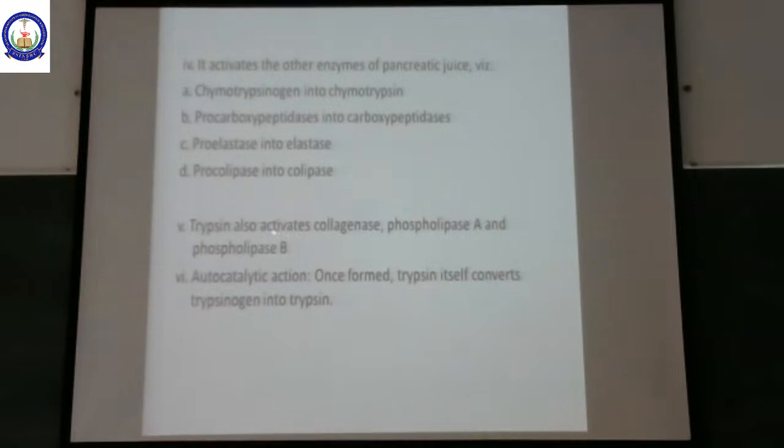Trypsin also activates collagenase, phospholipase A, phospholipase B. It also has autocatalytic action. Once it is formed, trypsin will convert more and more trypsinogen into trypsin. All these functions are performed by the proteolytic enzyme trypsin, which is secreted in the pancreatic juice.